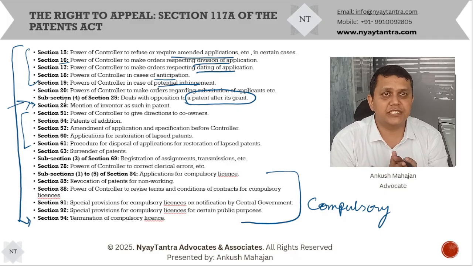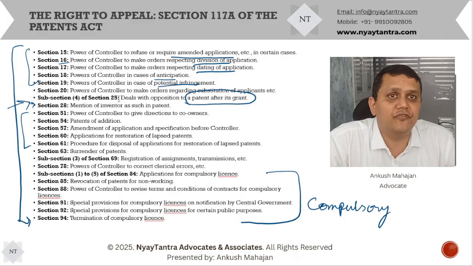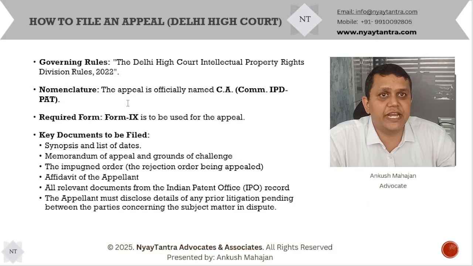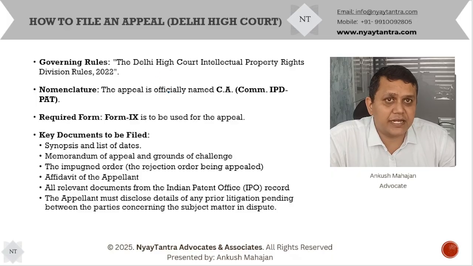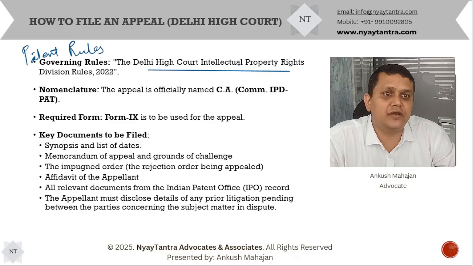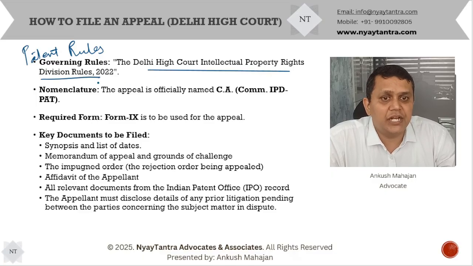The next question is how to file an appeal before the Delhi High Court. Section 117A empowers the Honorable High Court of Delhi to adjudicate the appeal related matters of the Indian Patent Office. But we need to understand that apart from the patent rules, we also have to comply with the Delhi High Court Intellectual Property Division Rules 2022, so that our appeal is listed appropriately before the single bench of the Intellectual Property Division of the Honorable Delhi High Court.